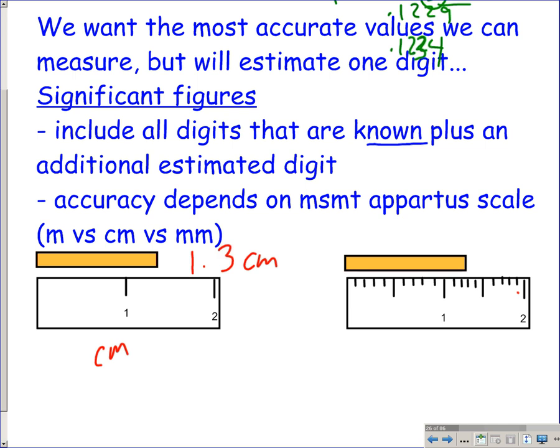So you're looking here like, okay, I know it's a 1. Then I'm looking, it's right there about. So what do we know for sure? We know it's for sure 1.2, but is it almost to the 3? Almost there? So let's call it 1.2, estimate the next one, 9 centimeters. So you write down what you know for sure, and then you estimate the last one. That's it. Cool? All right. Some people have a really hard time with this. It's not horrible. It's not that bad.